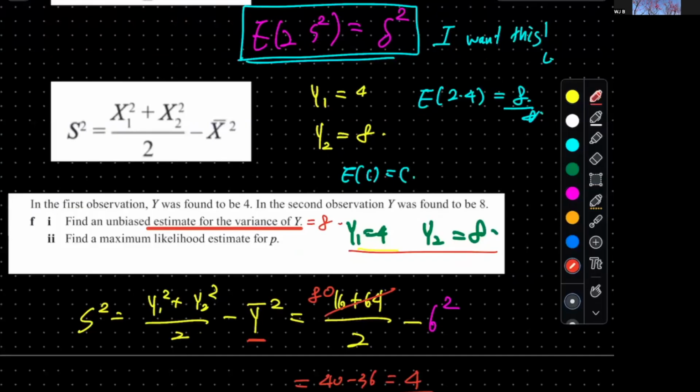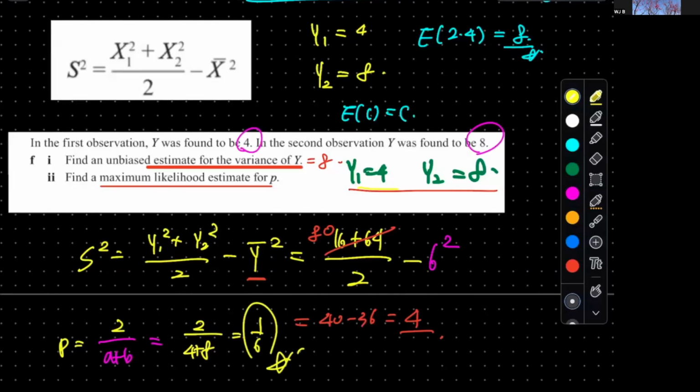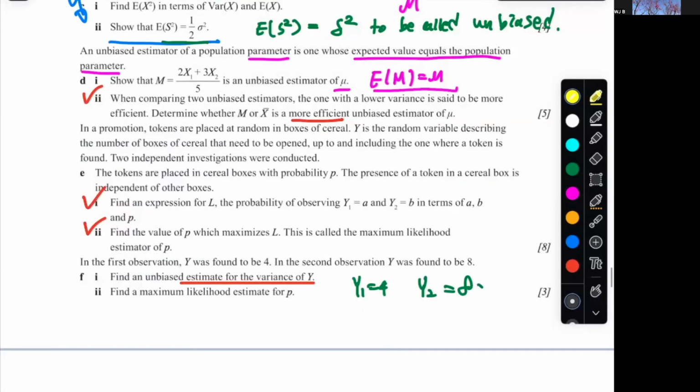And then also the maximum likelihood estimate for P, where P was defined to be A plus B, and now we just had A was 4 and B was 8. You can put 2 over A plus B as the maximum likelihood. So 2 over 4 plus 8, which is 1 over 6, is going to be the maximum likelihood estimate for P. And as you can see, yes, super challenging to follow.